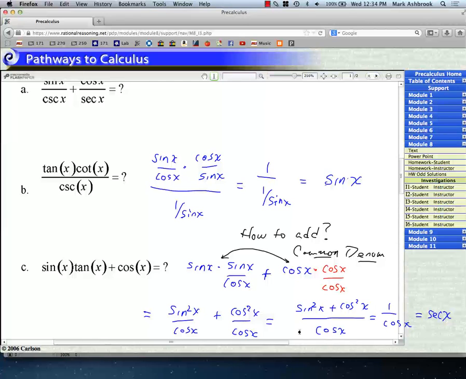Other questions on 2? So keep going. See if you can do the proofs on 3.